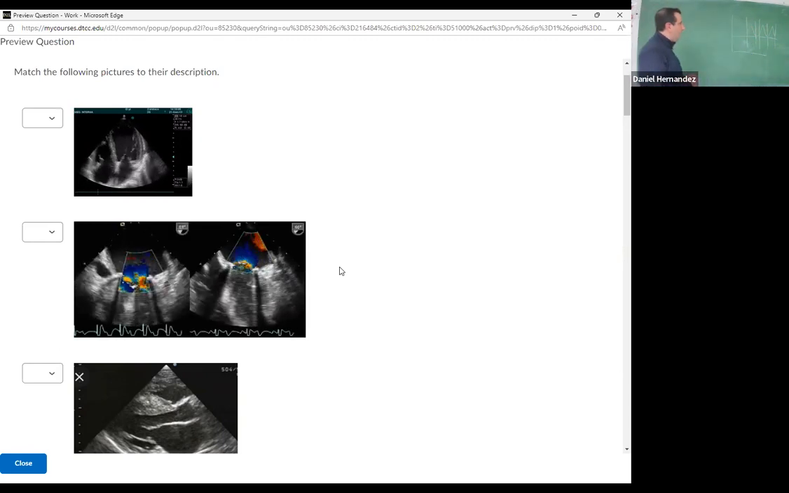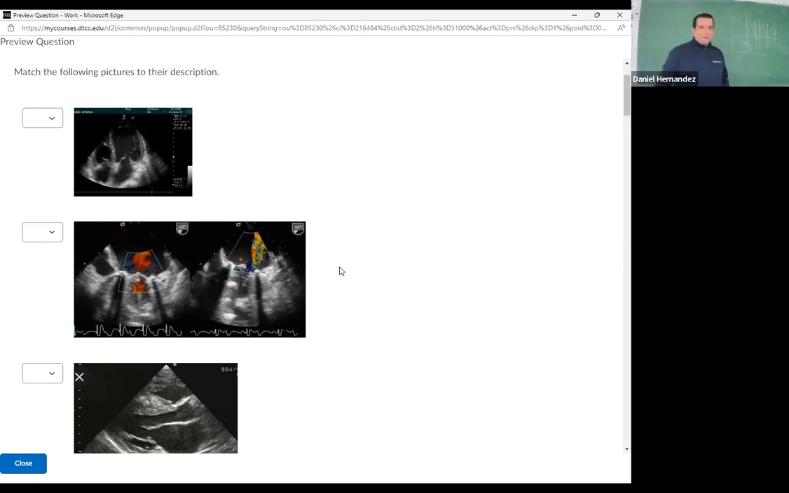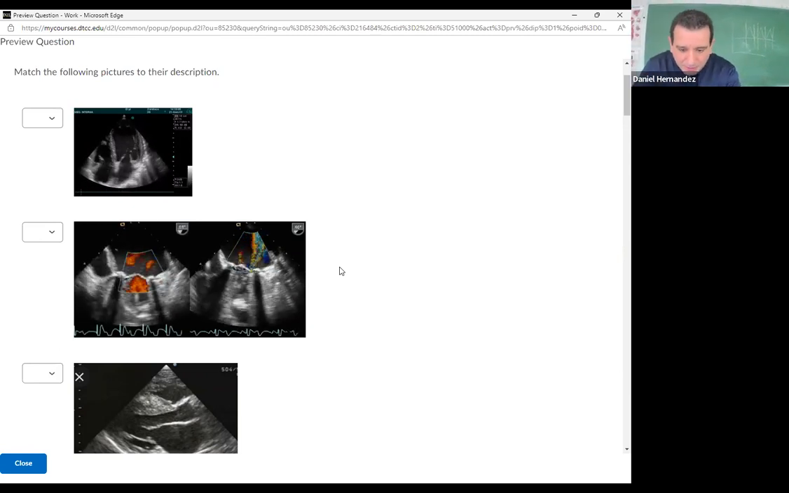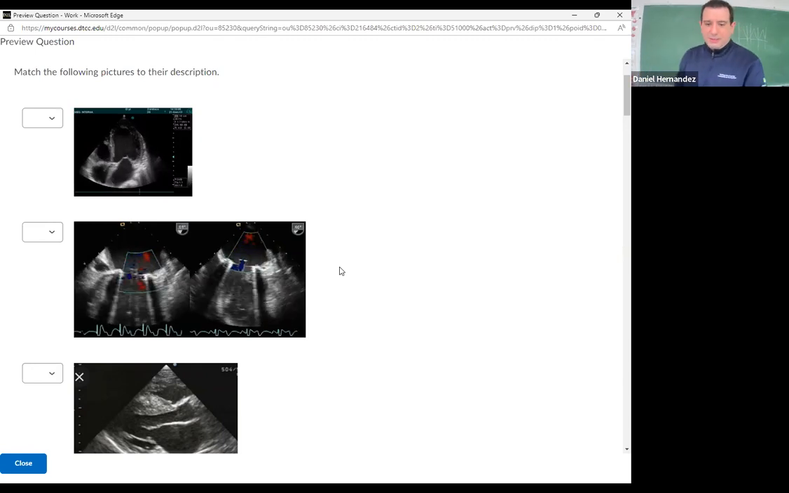The bioprosthetic valves, we don't see that. Those are not very pronounced opening and closure lines. So that could be another clue too, if they give you a Doppler tracing as well.